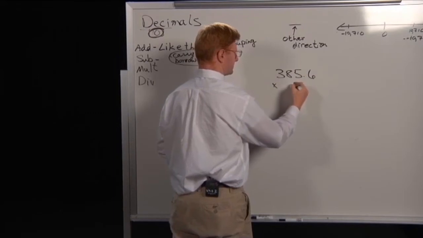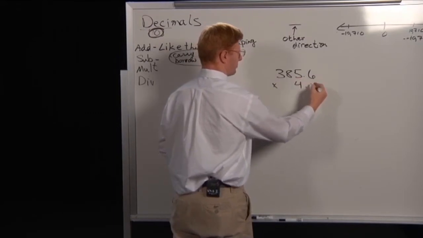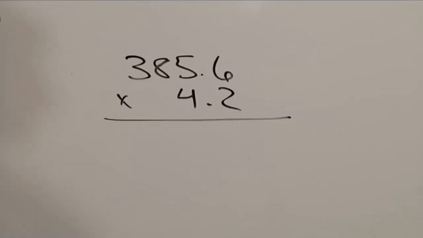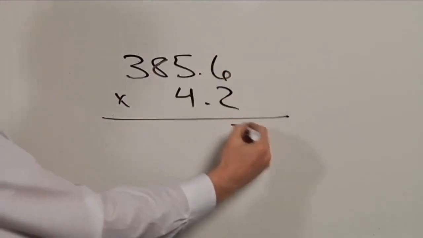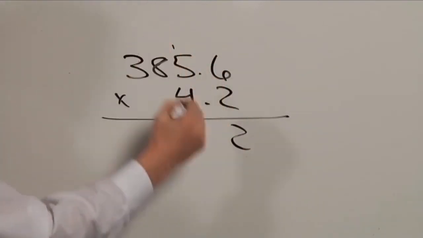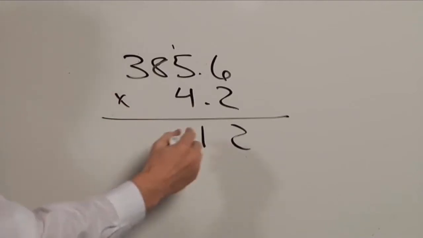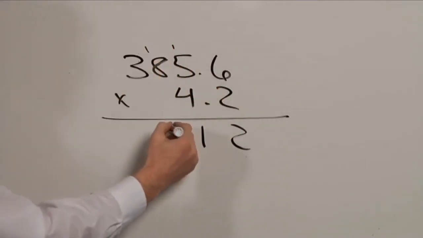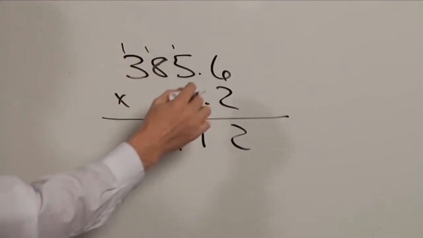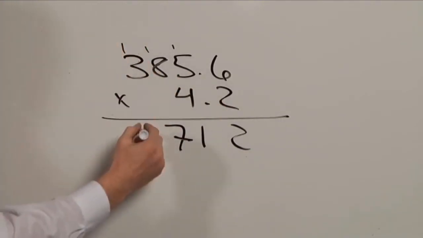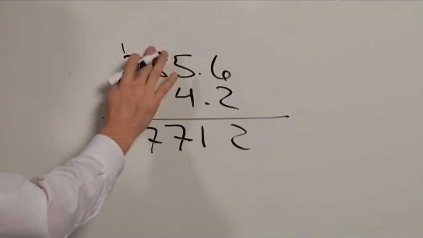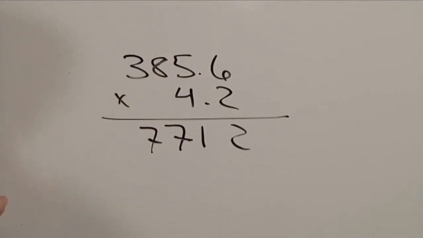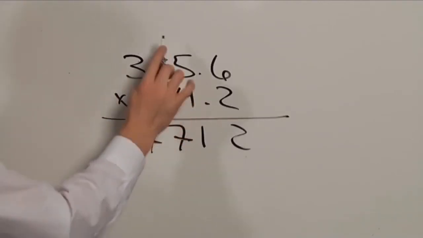385.6 times 4.2. So we're going to do the exact same thing. 2 times 6 is 12 with a little 1. 10 plus 1 is 11. 2 times 8 is 16 plus 1 is 17. And 2 times 3 is 6 plus 1 is 7. Let's not get mixed up as we multiply the 4 through. So now we're going to go with 4 going through those whole things.